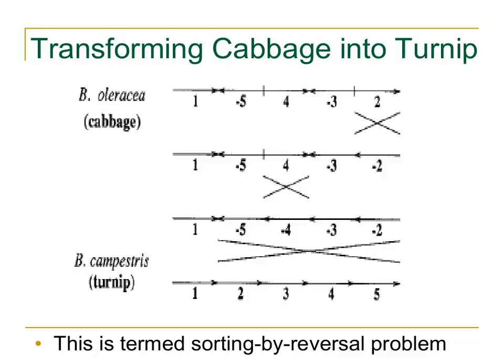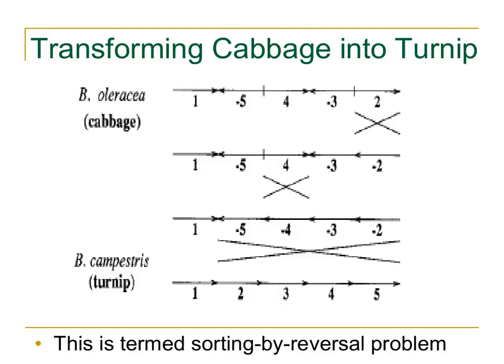Building on that example, let's watch how the cabbage genome order transforms into the turnip order through a sequence of reversals. On the top line, the cabbage arrangement is represented by the signed permutation: 1, minus 5, 4, minus 3, 2. In the second line, our first reversal flips the segment between positions 2 and 5, yielding: 1, 5, minus 4, 3, 2. Next, on the third line, a second reversal targets the central segment and produces: 1, 5, 4, minus 3, minus 2.